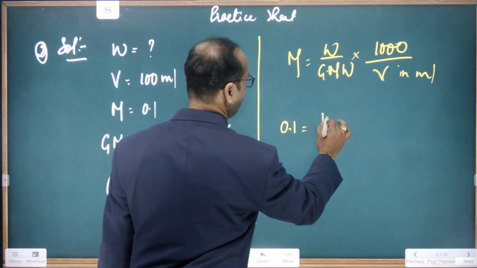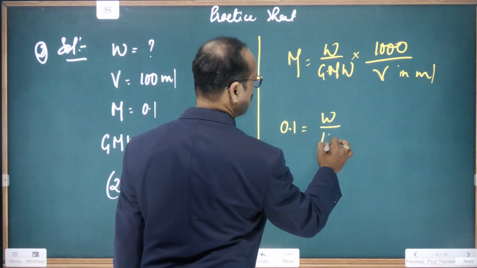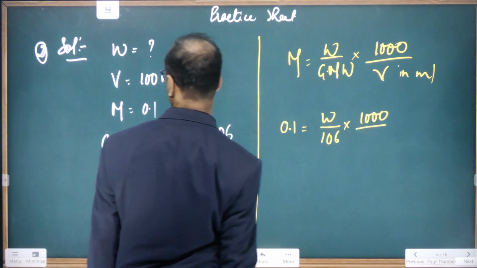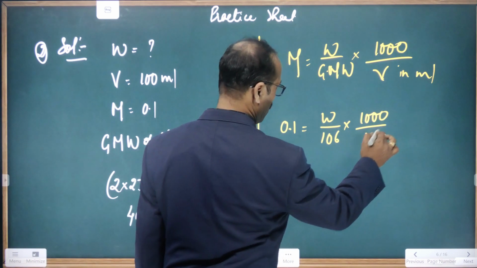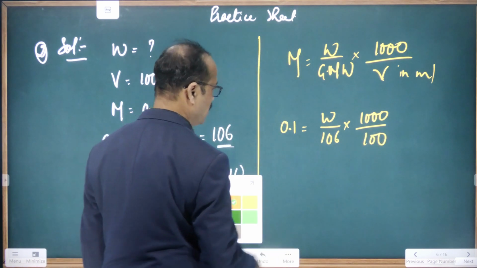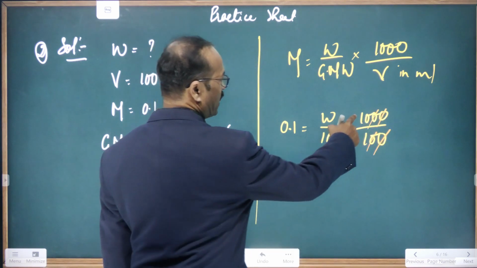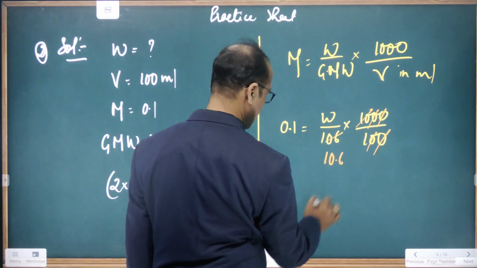So we need to calculate the weight. By gram molecular weight, we have 106, so 106 into 1000, divided by volume. Volume is given as 100 here. So now you know how to cancel, right? Two zeros cancel. Now here 10 is there, if you cancel, this becomes 10.6, correct?